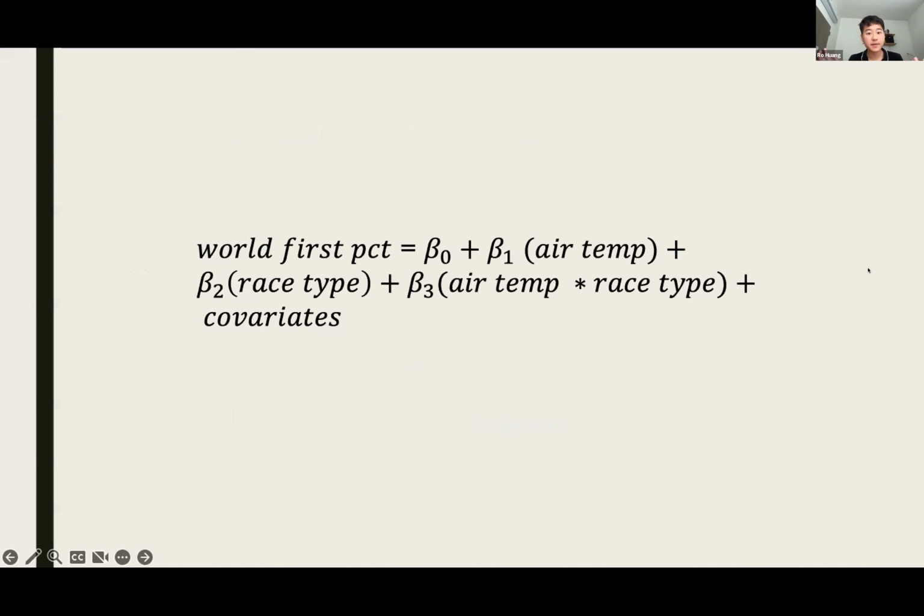Going into my model specification, the coefficient of interest here is beta 3, where I'm taking the interaction term between air temperature and race type. In doing so, I'm able to see how air temperature differentially affects 5Ks versus marathons. You'll also notice I added covariates here. As we mentioned before, these include weather variables, and also basic race background information, such as sex and year.